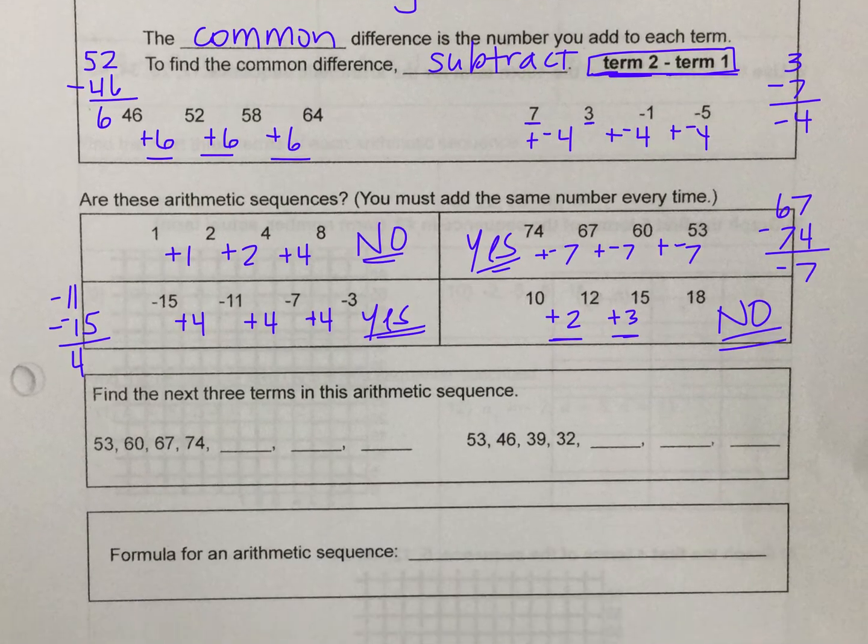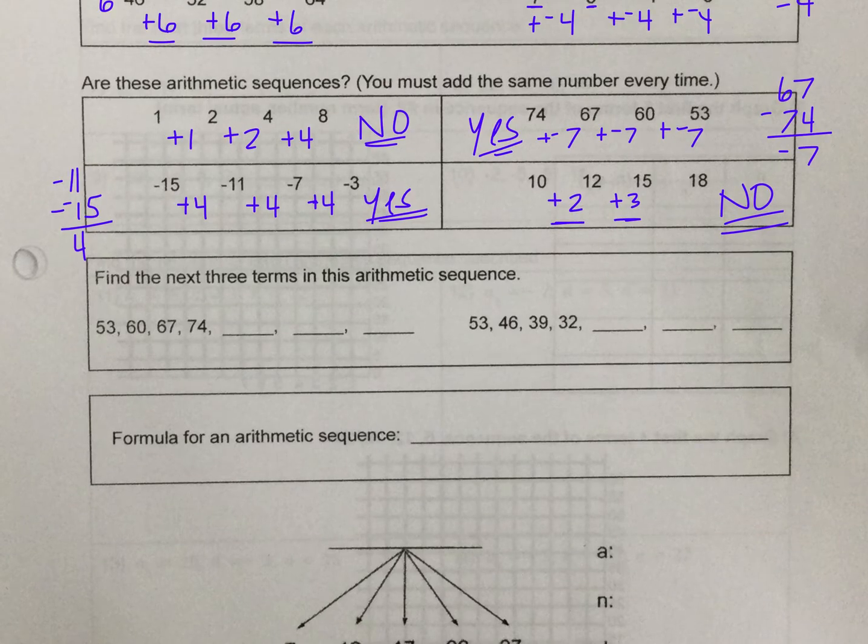So now that we know how to identify sequences, we are going to complete the sequence. Some of these we'll just be able to look at. To get from 53 to 60, I know I just add 7. So 74 plus 7 is 81. 81 plus 7 is 88. 88 plus 7 is 95.